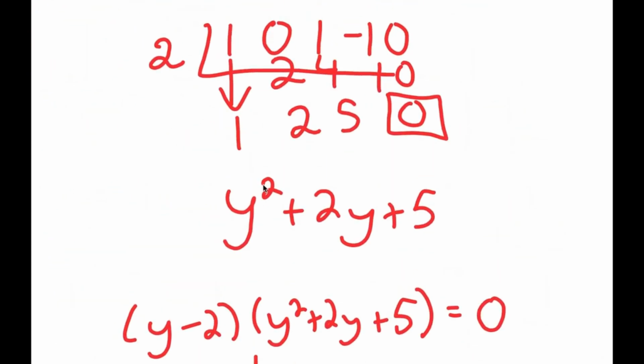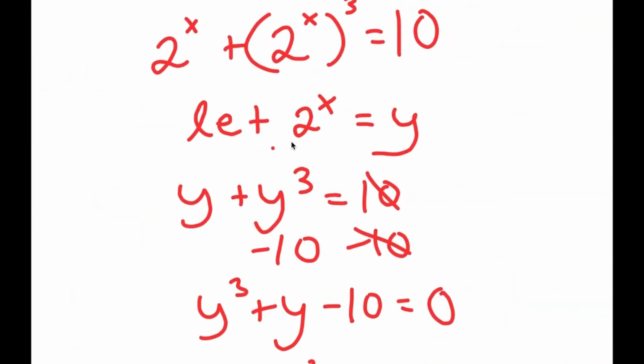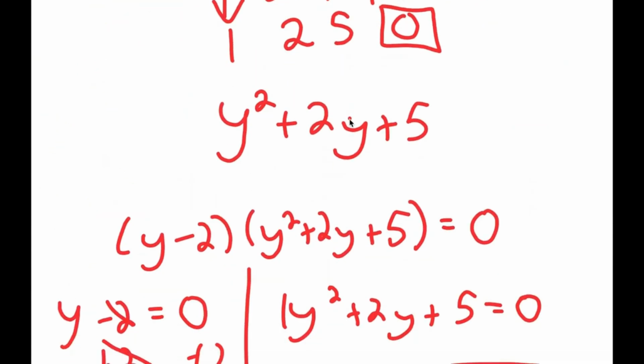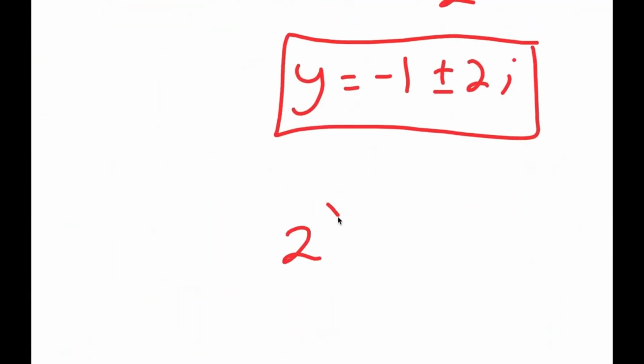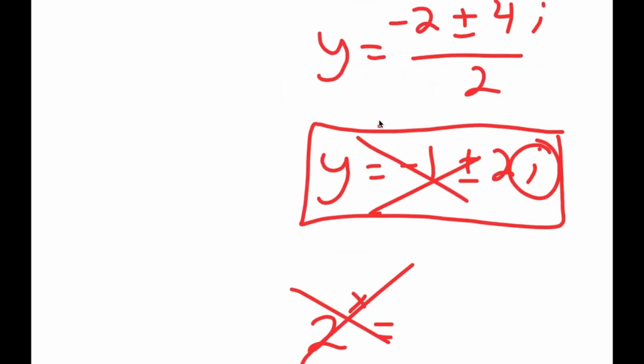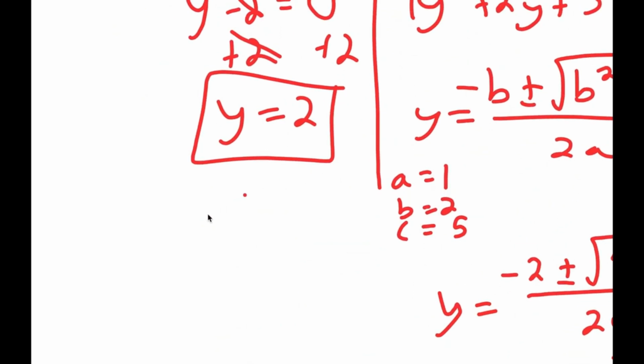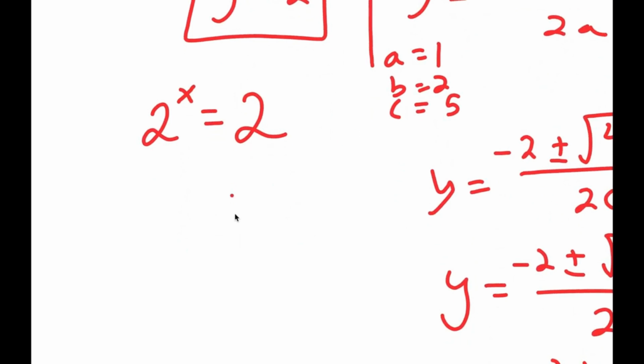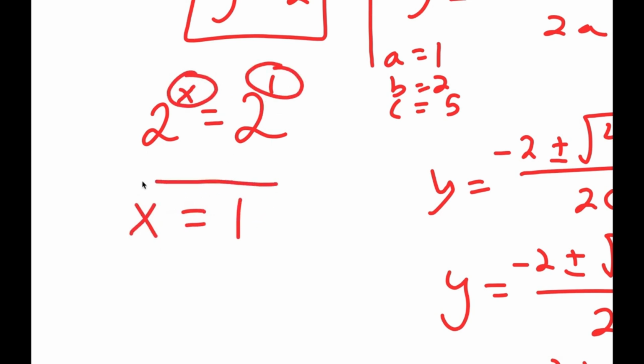So I have 3 solutions in total for y, but hold on, we're not done yet, because remember we let 2 to the power of x equal y. So how can 2 to the power of x equal an imaginary number? It can't, meaning these are not proper solutions for y, and my only equation from this is 2 to the power of x equal to positive 2. This is easy. All I have to do is rewrite 2 as 2 to the power of 1, and since the exponents equal each other, x is equal to 1. So x = 1 is my solution for this problem.